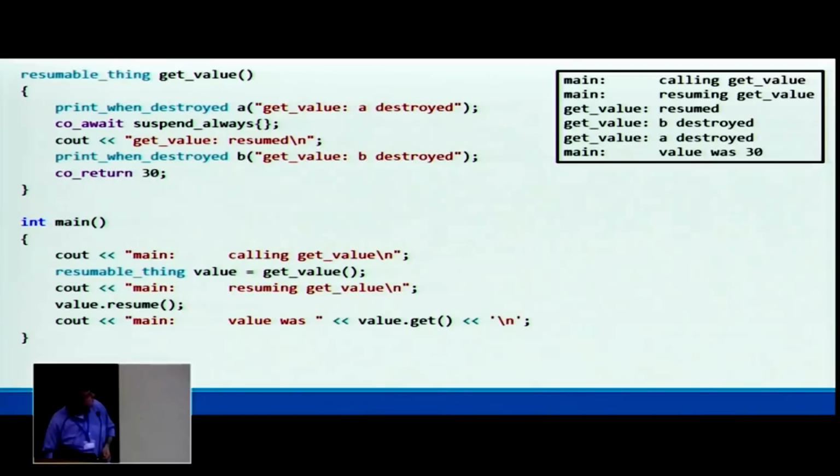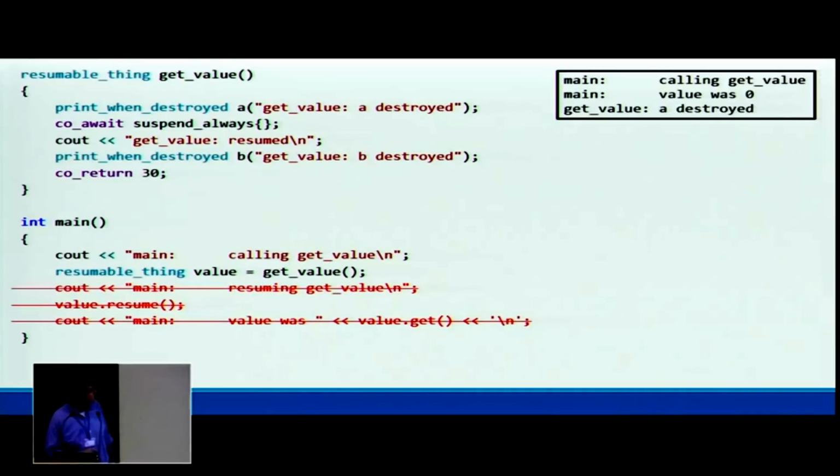So here, we can pretend we have a type named print when destroyed, and it'll just have a cout in its destructor that prints out a message saying that the object was destroyed. And so here we can see that when the coroutine is destroyed at the end, it'll print out B destroyed and then A destroyed, because B will be destroyed before A. But what happens if, in this updated main function, we don't resume the coroutine, so it gets stuck here at this first co-await? Which local variables will get destroyed?